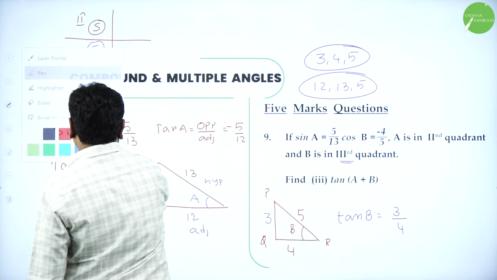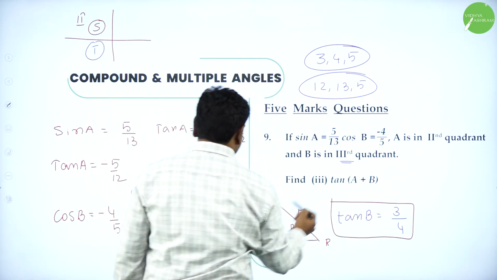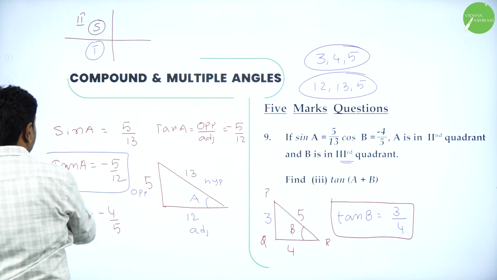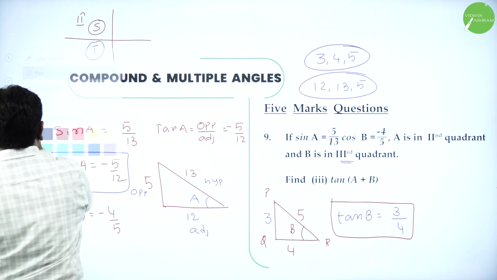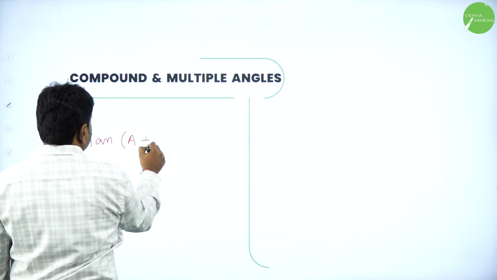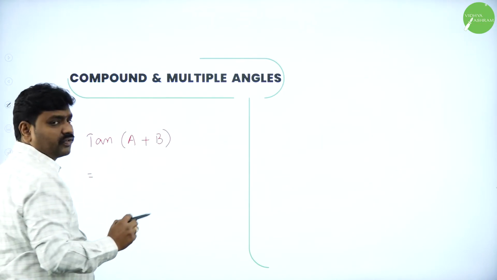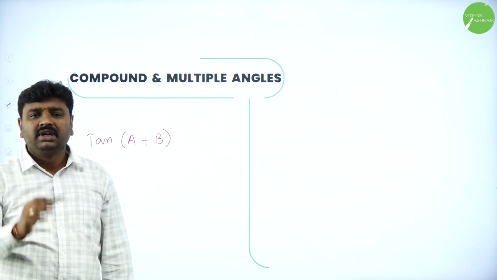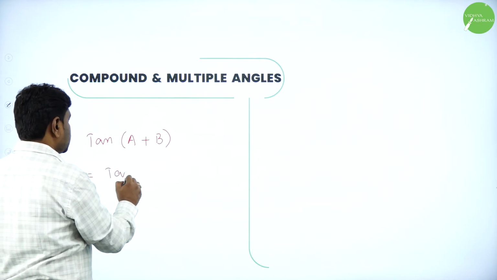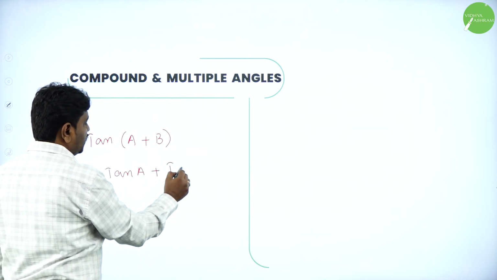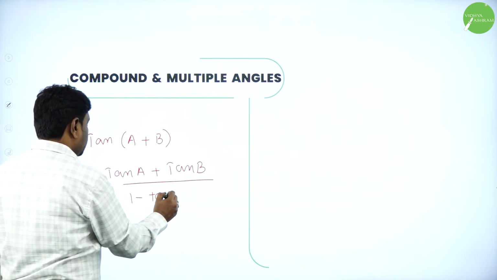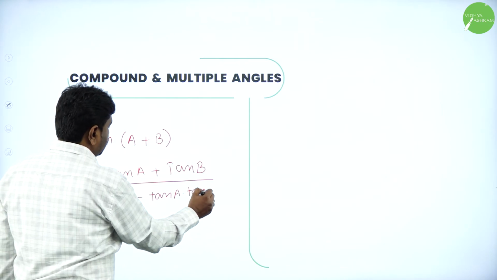Now you also got tan B, and you also got tan A. Tan A and tan B you got. So now you go for tan of A plus B. What is tan of A plus B? It is a compound angle formula, and all of you know it: tan A plus tan B by 1 minus tan A into tan B. So tan of A plus B can be written as tan A plus tan B divided by 1 minus tan A into tan B. Substitute the values now.